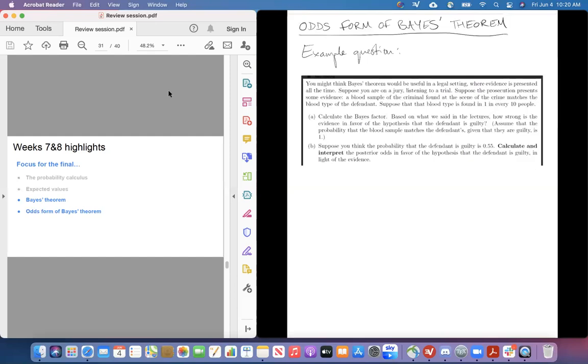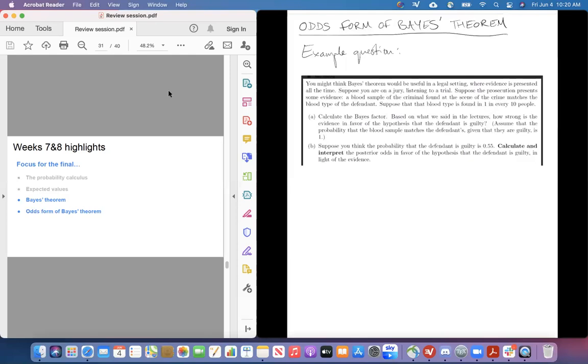The evidence is a blood sample of the criminal found at the scene of the crime matches the blood type of the defendant. And we suppose that the blood type, regardless of whether they're innocent or guilty, is found in 1 in every 10 people. A says, calculate the Bayes factor and interpret it. And it gives you a little assumption in there. So you assume that the probability that the blood sample matches the defendant, given that they are guilty, is 1.